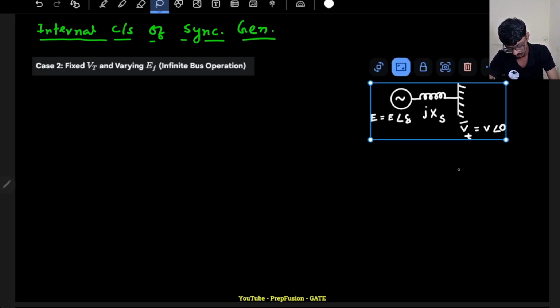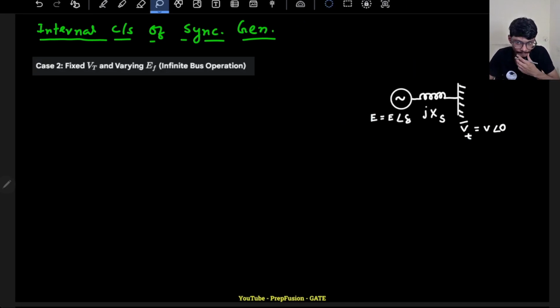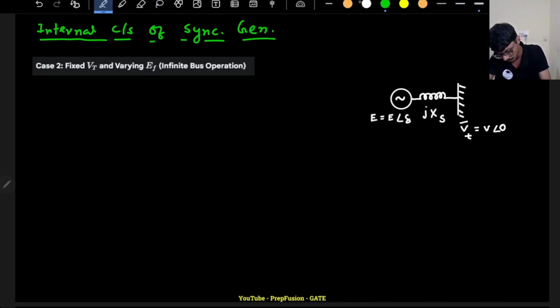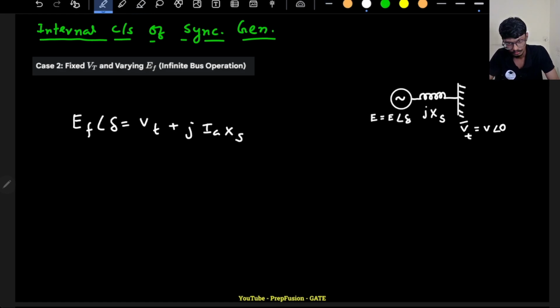Okay, so now what will happen? Again VT is constant. So what is my EF? Basically I want to write my EF in terms of VT. So EF will be VT angle 0 plus JIA into XS. EF = VT + JIA XS, same thing, I will repeat again.